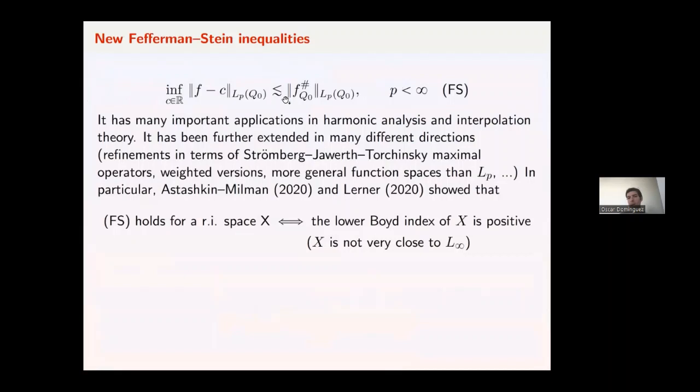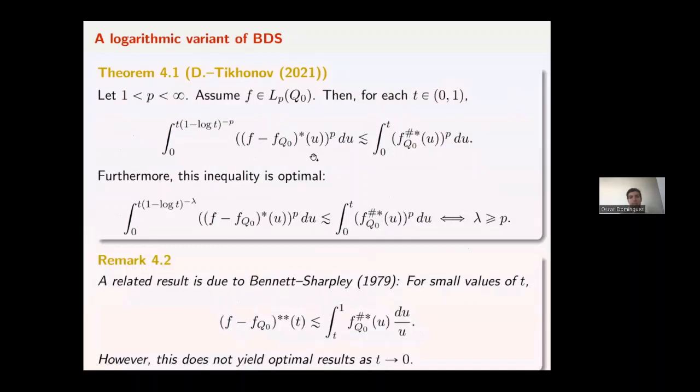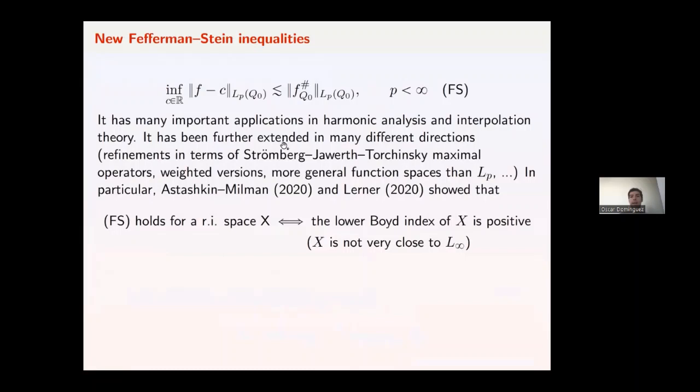There are nowadays many different proofs of this inequality, via good lambda inequalities or via duality theory, or, as I mentioned before, here we have another proof, right? A quantitative version, in fact. And this result has been extended in many different directions. For instance, one can replace this maximal function by another variant, for instance, the Strömberg-Jawerth-Torchinsky maximal operator, or one can replace the Lebesgue measure by weights, or more related questions.